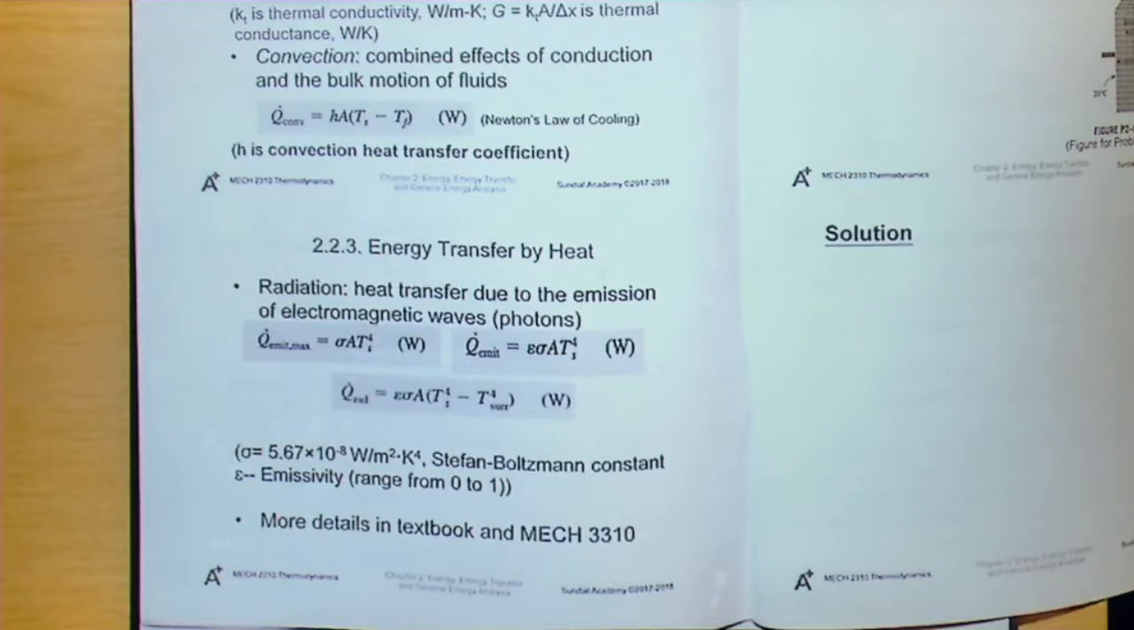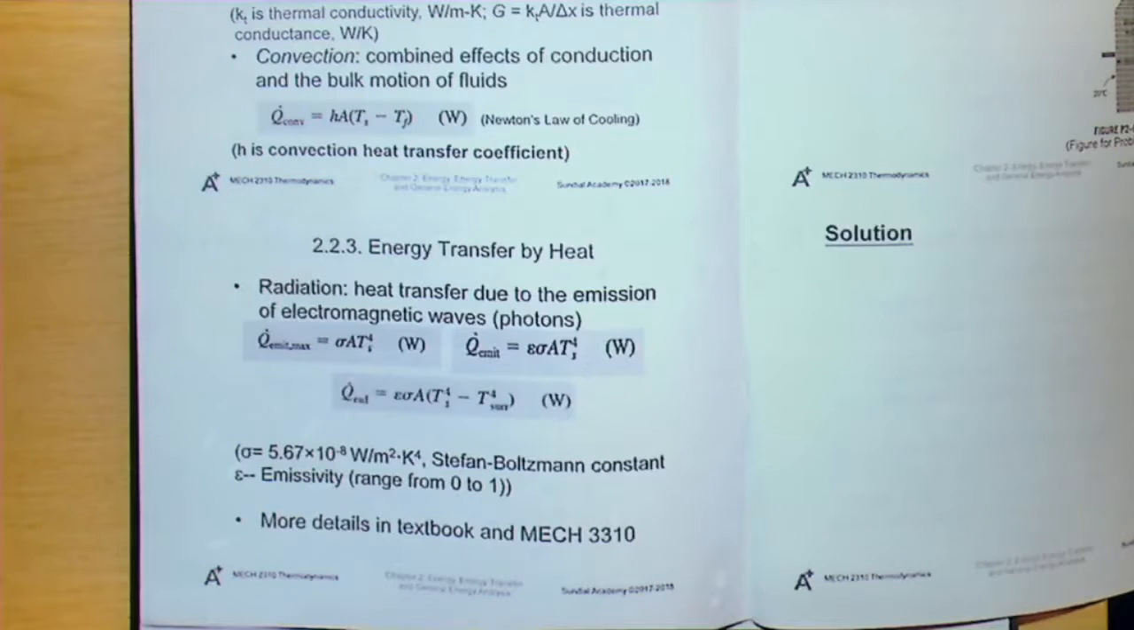Ts means the surface temperature, while Tf is the temperature of the surroundings, or the temperature far from the surface you are concerned with. And H here is called the convection heat transfer coefficient. The value of H depends on many factors, for example, the nature of fluid, whether it's a liquid or a gas, and whether it's viscous or not. It also depends on fluid velocity and surface roughness, because surface roughness would affect the kind of fluid flow on that surface.